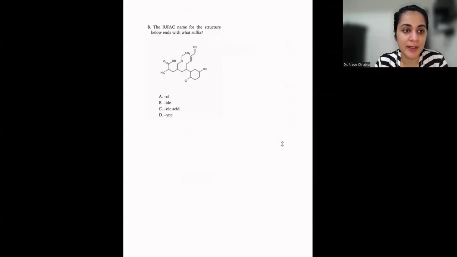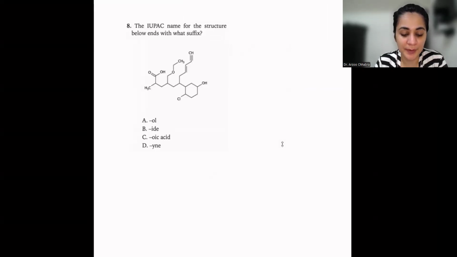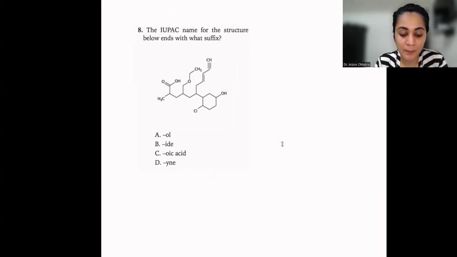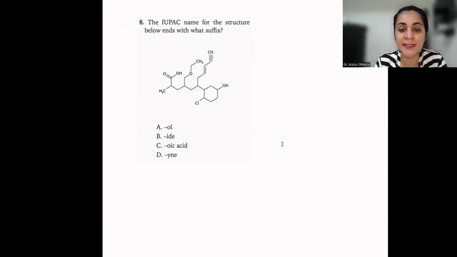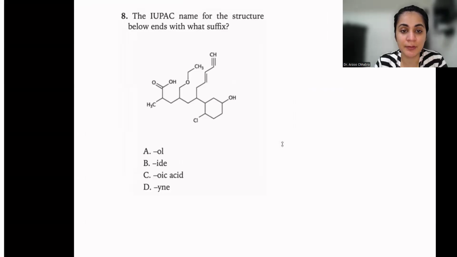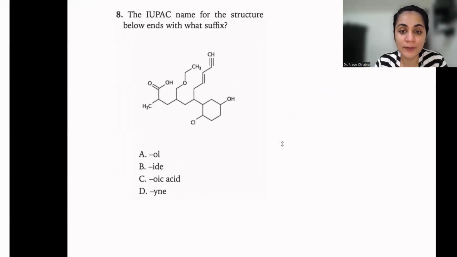All right, the next problem is: the IUPAC name for the structure below ends with what suffix? I love this problem. What is it really testing us on? It's asking whether you can identify, amongst all of these functional groups, which one gets the priority, because the one that gets the priority is in the parent chain, and that becomes the suffix of the parent chain. Everything else becomes a prefix as substituents.